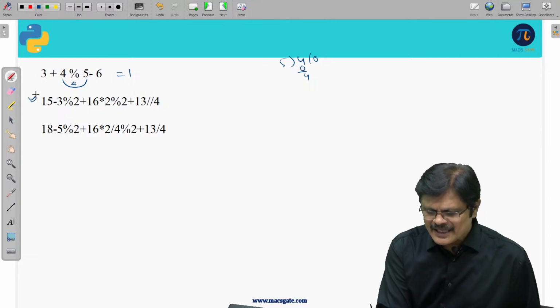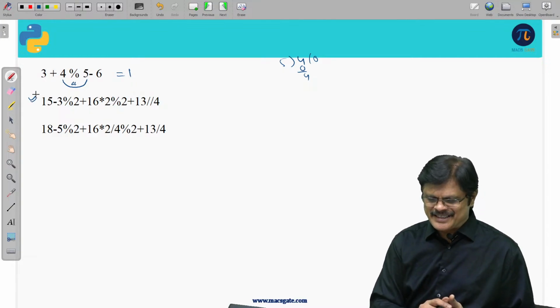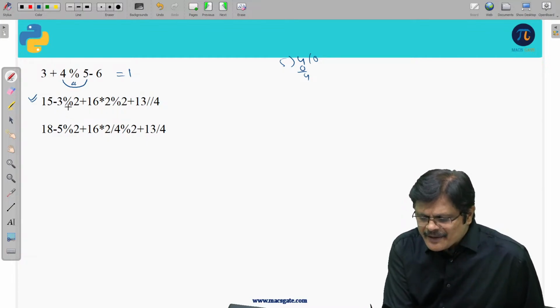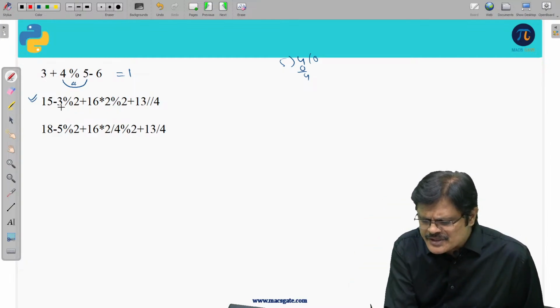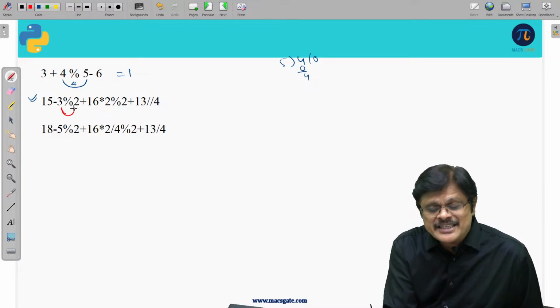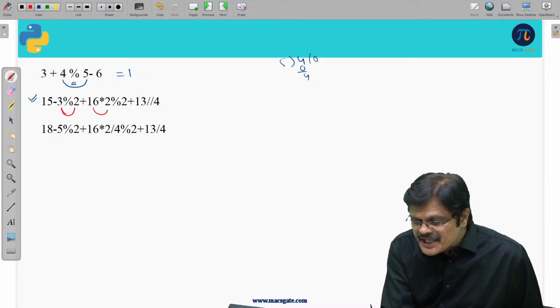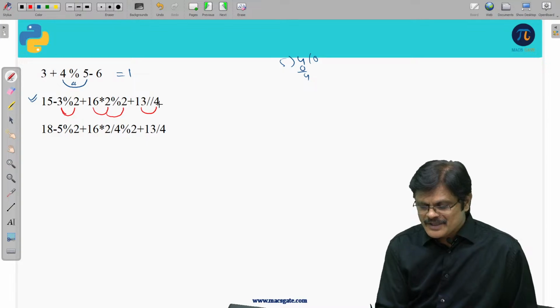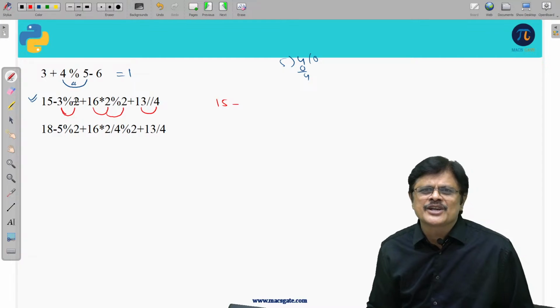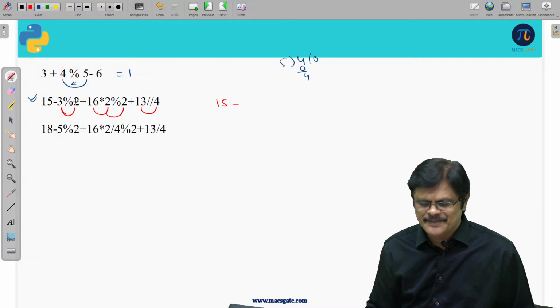The next one, I just made a little more elaborate. This is a very interesting one. Here the addition and subtraction happen later on. So first what will happen is 3 percent 2. But here we have minus 3 percent 2, sir. So you have this 3 percent 2, then you have 16 into 2, then percent 2. Here 13 floor division 4. So what is the expected answer here? 15 minus 3 percent 2 is how much? 3 percent 2 is how much?